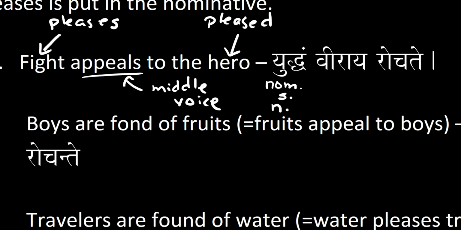Viraya, since the hero is the one that is being pleased, it's the person that is being pleased, this is going to be put, as the rule says, in the dative case. And since only one hero is being pleased, this is singular. Viraha becomes viraya. And then rochate is in the middle voice, third person, singular. So yodham viraya rochate.